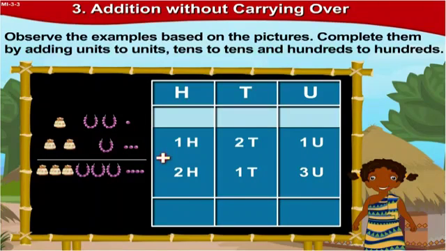Now let us add unit to unit, tens with tens and 100 with 100. 1 unit plus 3 unit is 4 unit. 2 tens plus 1 10 is 3 tens. 100 plus 200 is 300.